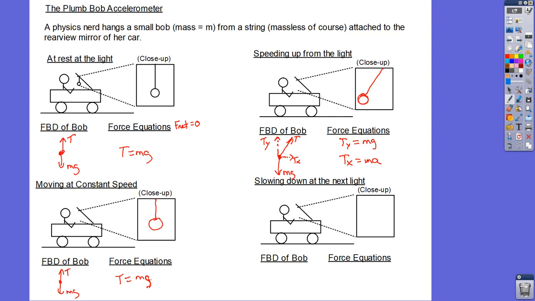Now think about the next one, when you slow down at the light. Imagine this. If you slam on the brakes, it feels like you want to continue moving forward. Same thing with the plumb bob. So it's going to be hanging like that. And so we'll have something similar to what we did before. And again, we'll think of Ty and Tx.